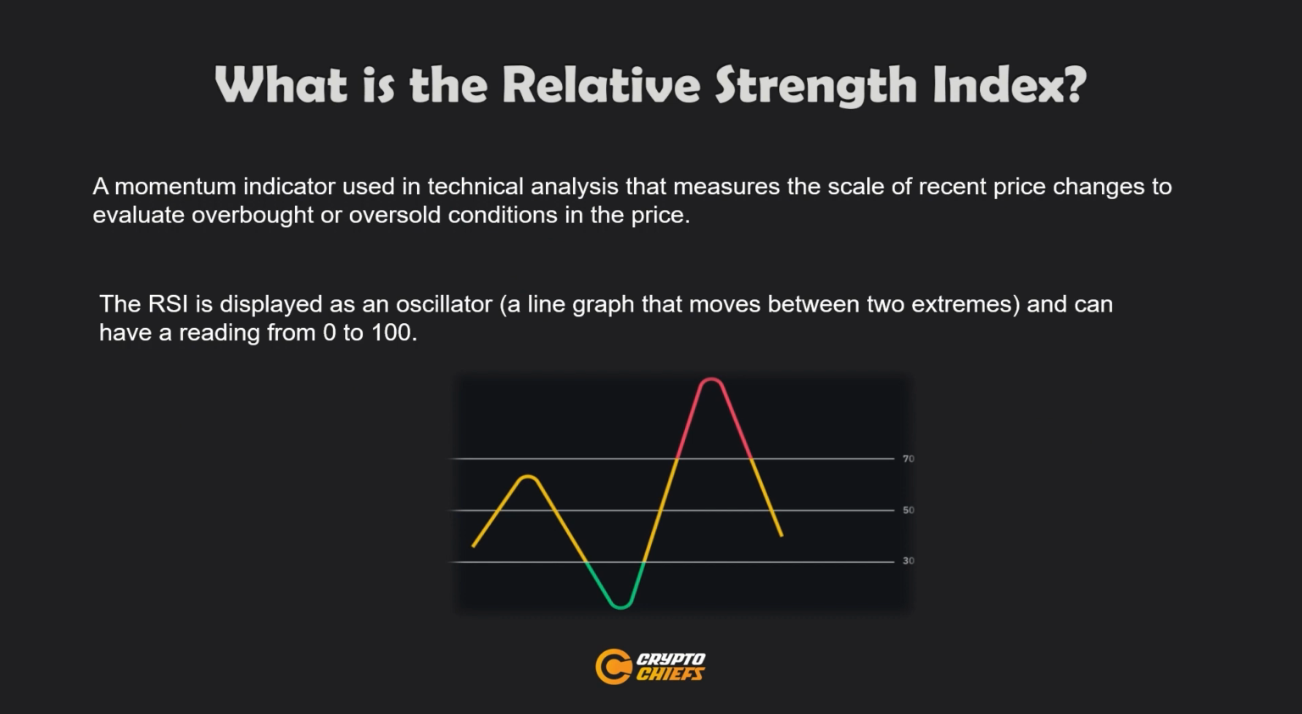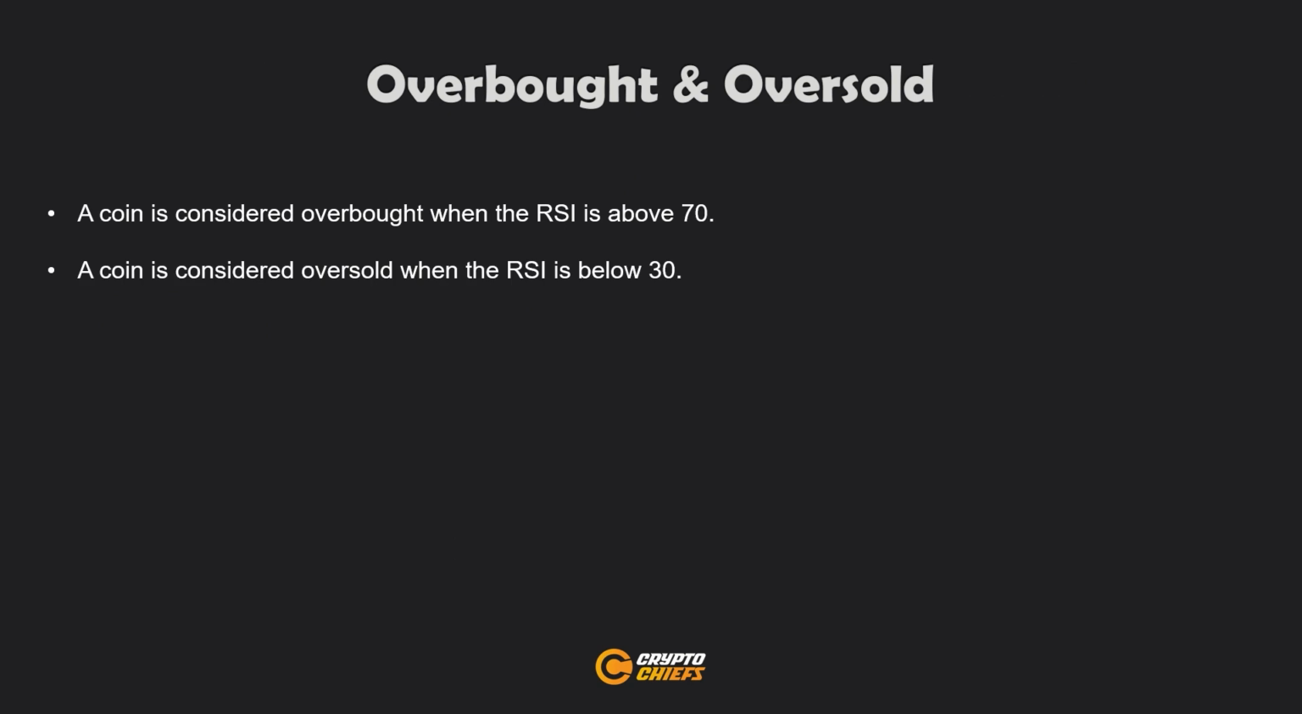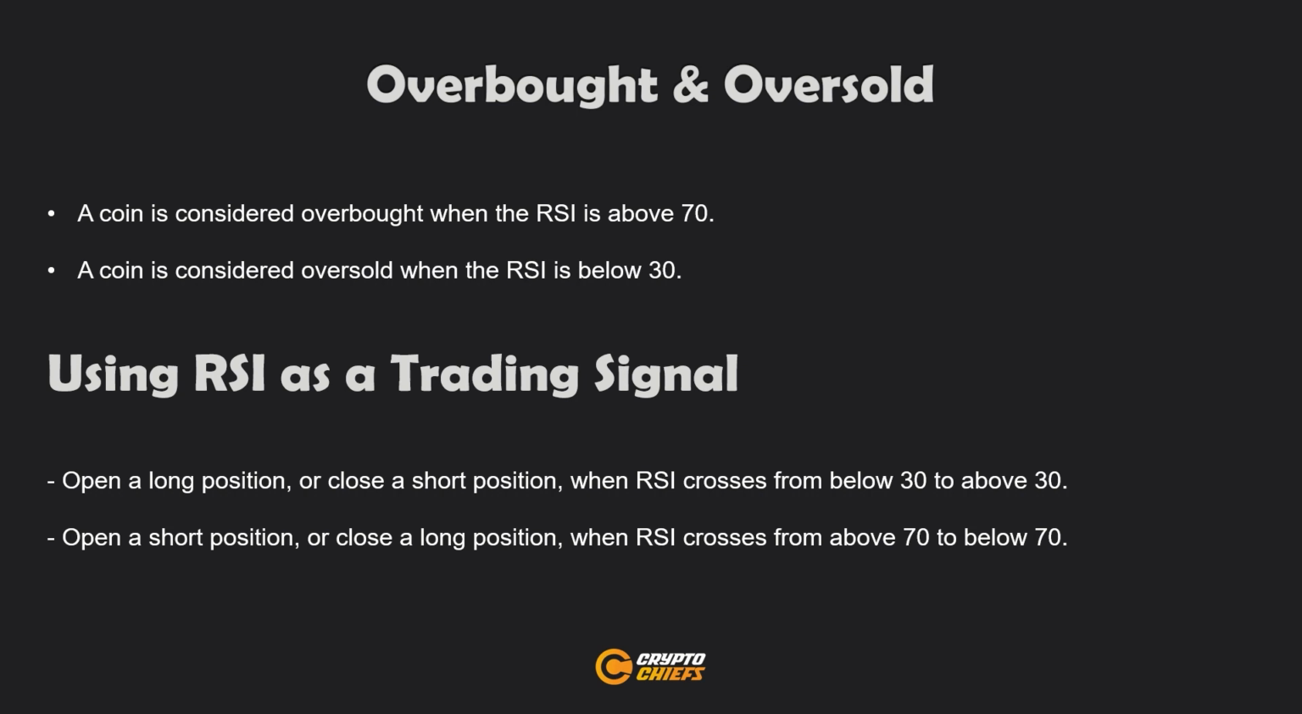So what is the Relative Strength Index? It's a momentum indicator used in technical analysis to measure the scale of recent price changes to evaluate overbought or oversold conditions in the price. It's displayed as an oscillator, which is a line graph that moves between two extremes, with a reading from 0 to 100. A coin is considered overbought when the RSI reading is above 70, and oversold when the RSI is below 30.